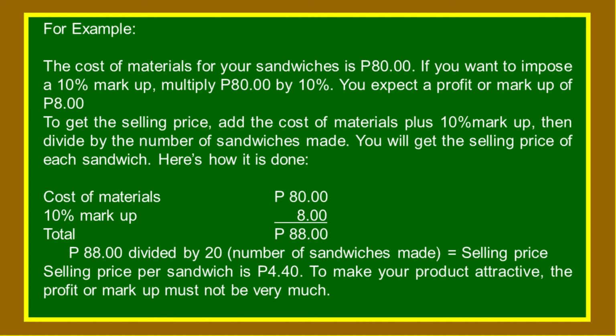So the cost of materials is 80 pesos multiplied by 10% markup, so that is 8 pesos. So the total is 88 pesos. 88 pesos divided by 20, which is the number of sandwiches made, equals the selling price. So the selling price per sandwich is 4 pesos and 40 centavos. To make your product attractive, the profit or markup must not be very much.